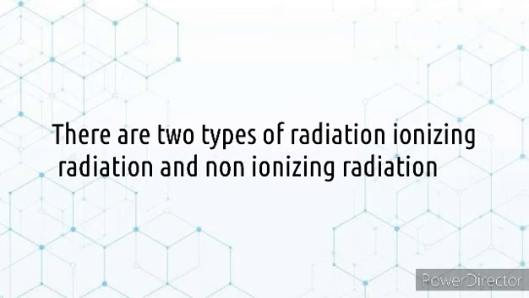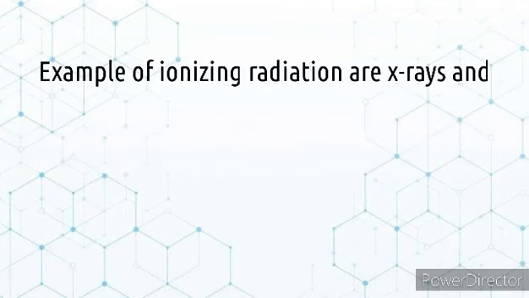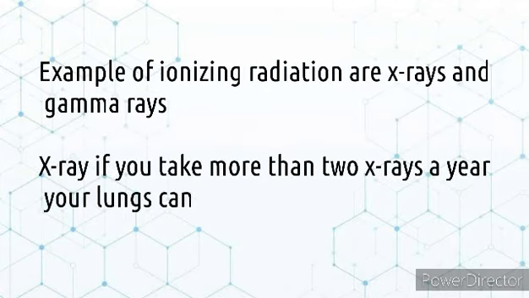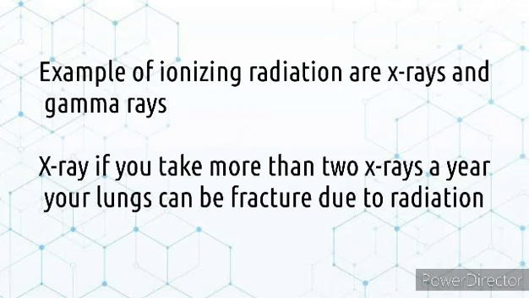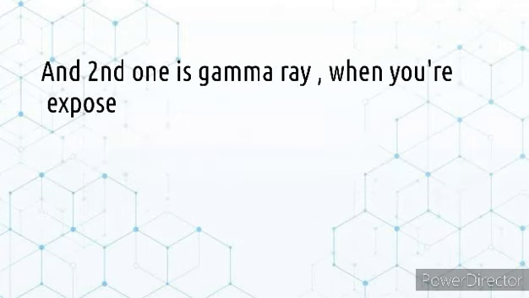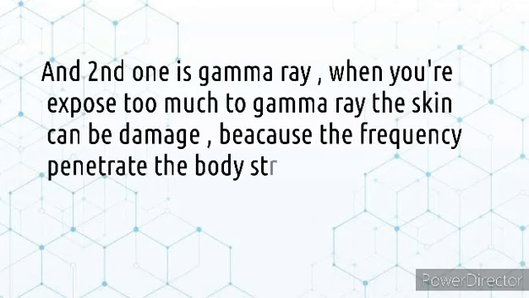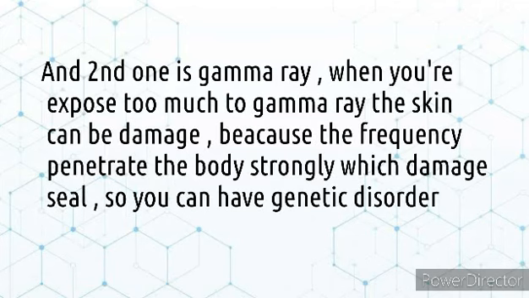There are two types of radiation, ionizing radiation and non-ionizing radiation. Examples of ionizing radiation are X-rays and gamma rays. X-rays: if you take more than 2 X-rays a year, your lungs can be damaged due to radiation. And the second one is gamma rays. When you're exposed too much to gamma rays, cells can be damaged because the frequency penetrates the body strongly, which damages the cells, so you can have a genetic disorder.